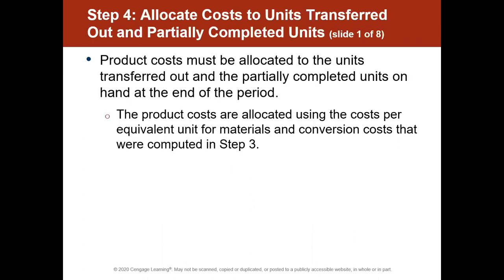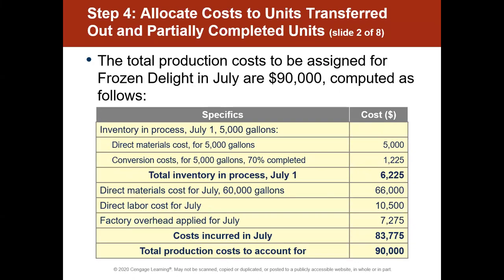Okay. So product costs must be allocated to the units transferred out and the partially completed units on hand at the end of the period. So the product costs are allocated using the cost per equivalent unit. You can see why Excel would be handy for this, right? Because you can set this up in advance and pretty much just, your boss thinks you're doing lots of work, but it took you like an hour. Because once you have your worksheet worked out, you're just plugging in numbers.